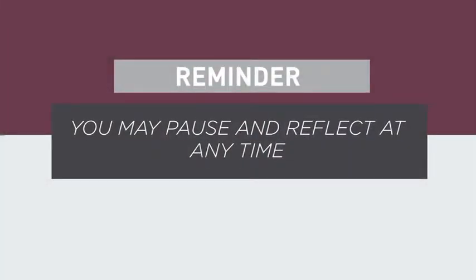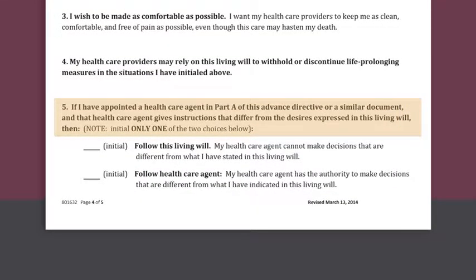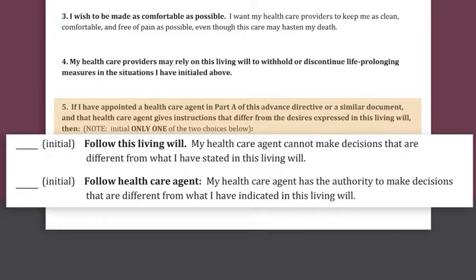You are ready to finalize the living will. Pause and return to Section 5 in Part B. In Section 5, you can limit the power of your healthcare agent or limit the power of the living will. If you have appointed a healthcare agent and that agent gives instructions that differ from your desires expressed in this living will, then your providers should either follow the living will or follow the instructions of the agent.